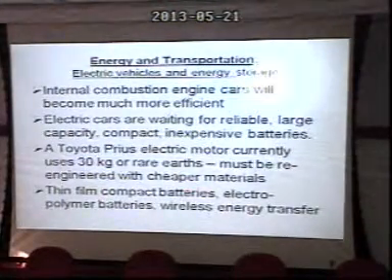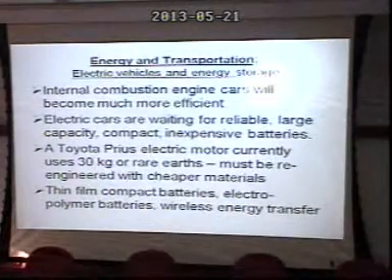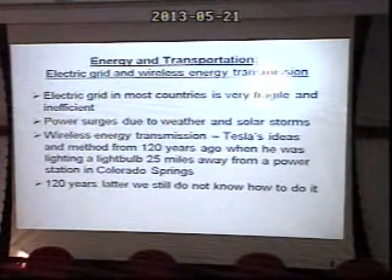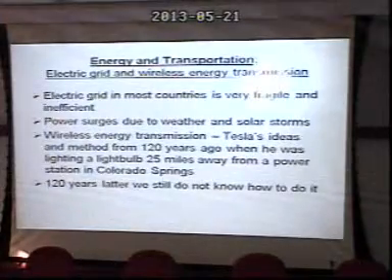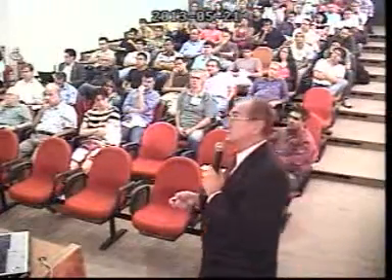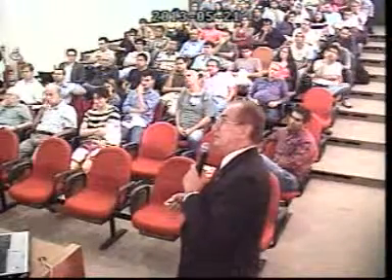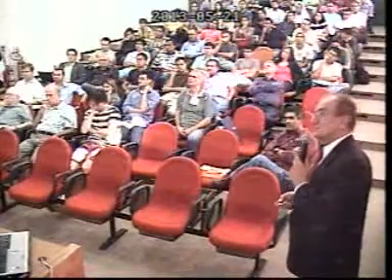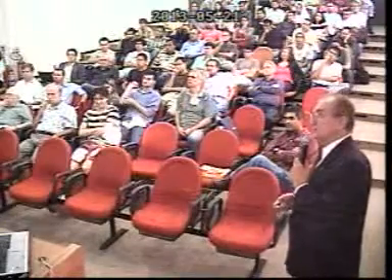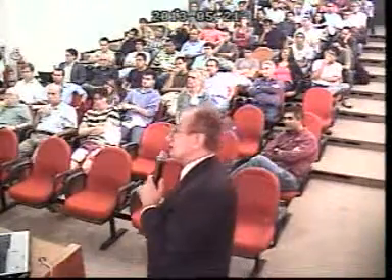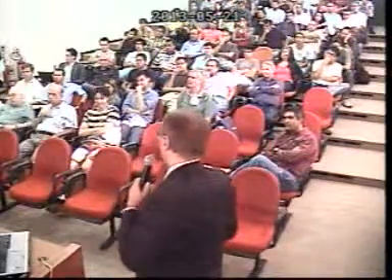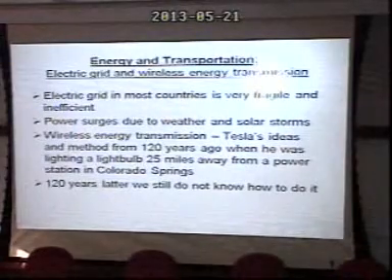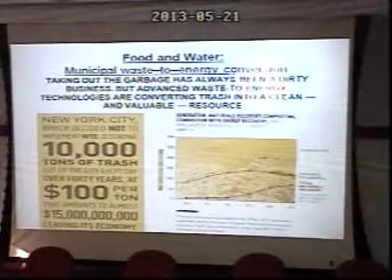Thin film compact batteries, electropolymer batteries, wireless energy transfer, eventually this is the way to go, obviously. Energy grid, electric grid, and wireless energy transmission have been heavily funded in the US. Of course, the grid in most countries is very fragile and very inefficient, and it is damaged by power surges, weather, solar storms and so on. Tesla's idea from 120 years ago, from his experiments in Colorado, is still something we do not know how to duplicate: how to light a light bulb 25 miles away from the power station. So research is needed in these areas.